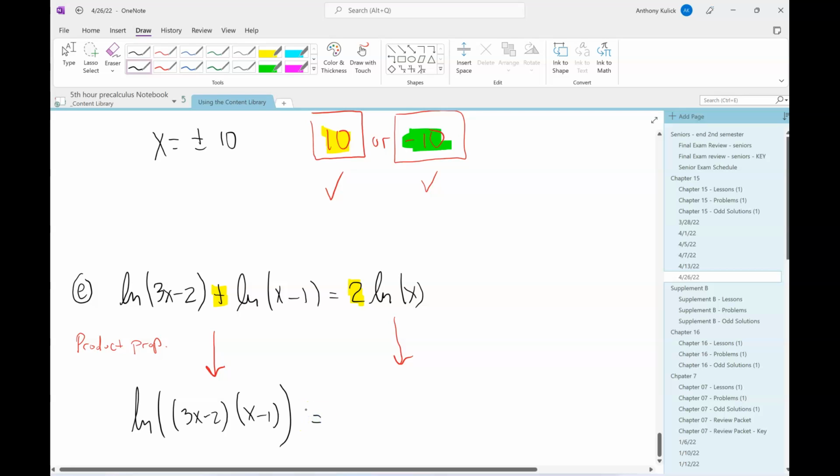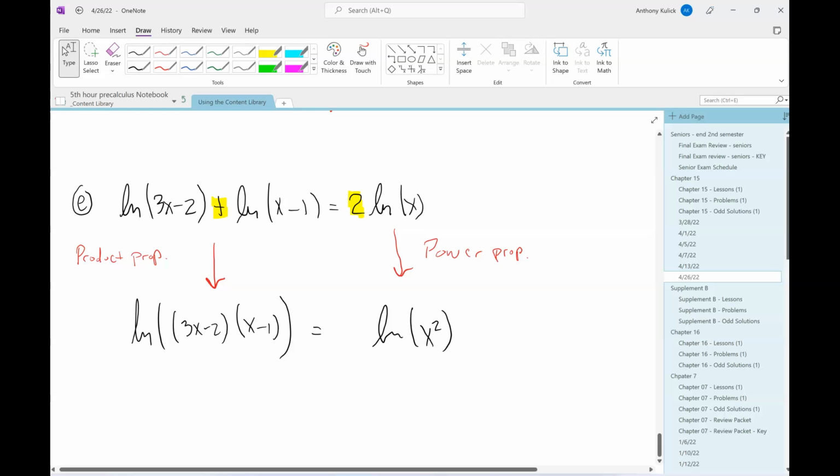Everybody's okay with what I did there? How about on the right-hand side? What am I going to do with that times 2 out there? Great. I'm going to use the power property that says log of x to the c is equal to c times log of x. Everybody feel okay there?